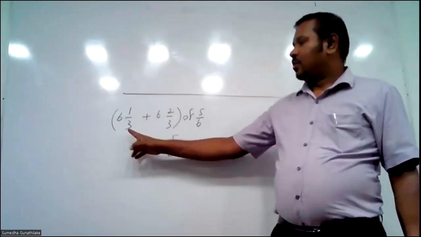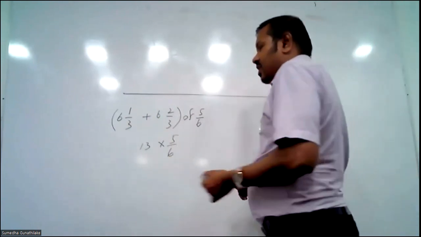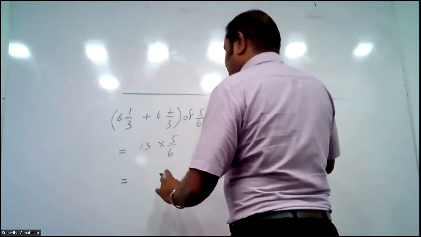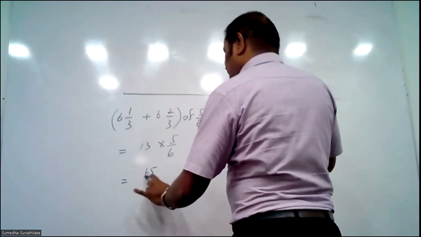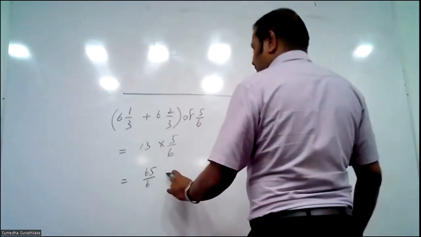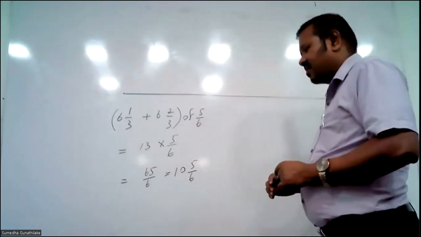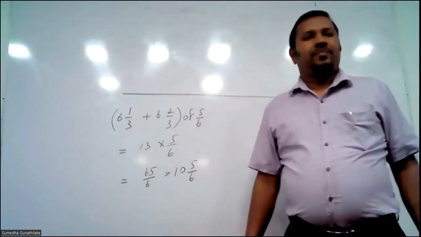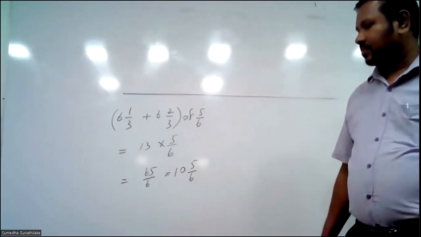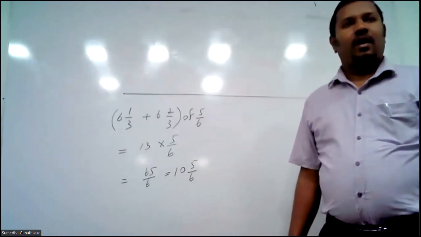Isn't it? 13 into 5/6. Right? 30 times 5. Right? 10 and 5/6. Very easy one. Okay.